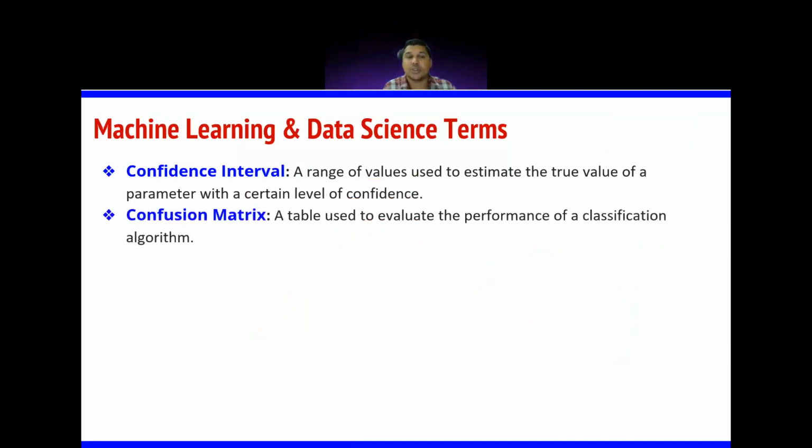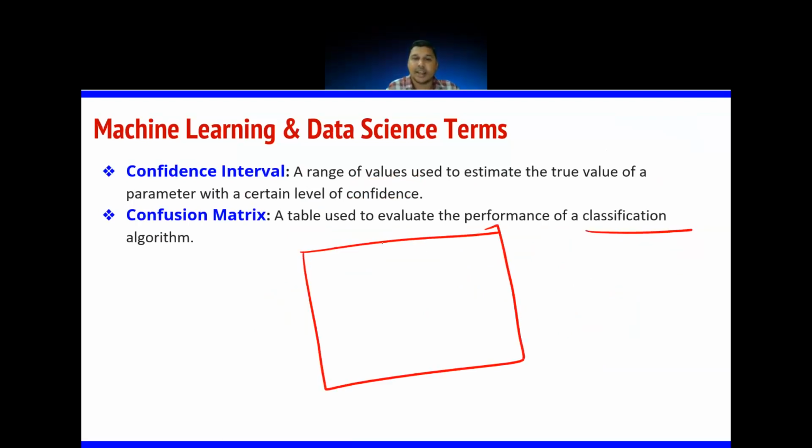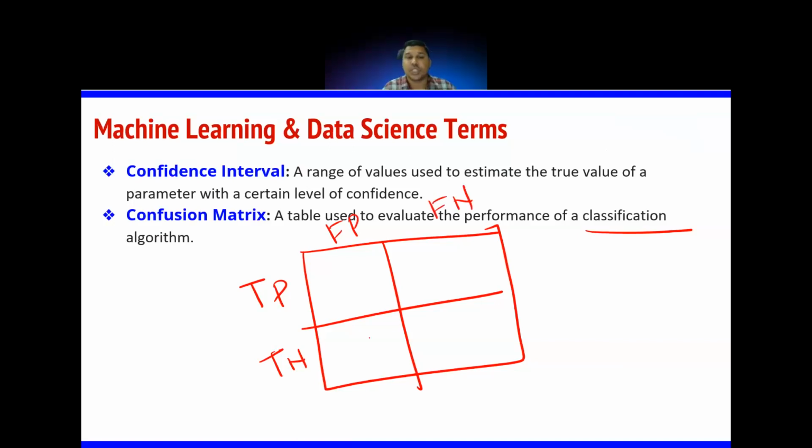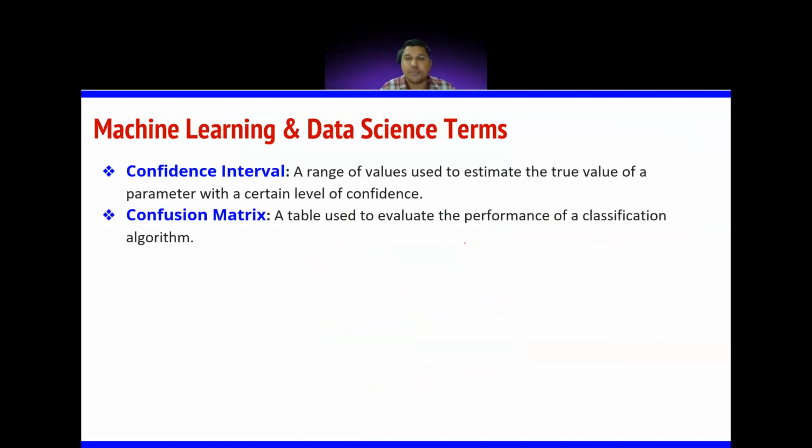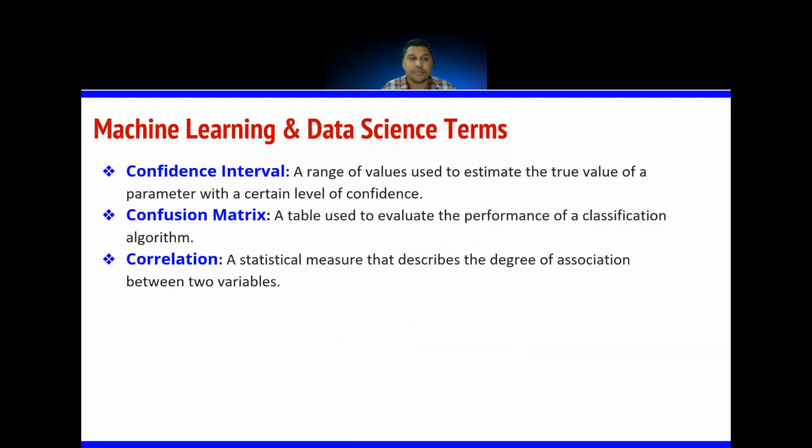Confusion matrix. In classification algorithms, when you do classification problems, you generate a matrix, the confusion matrix. True positive, true negative, false positive, and false negative. We use these four values, and based on these four values you get a confusion matrix. This is used in evaluating the performance of a classification algorithm.